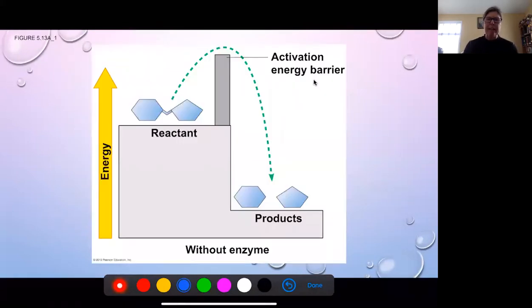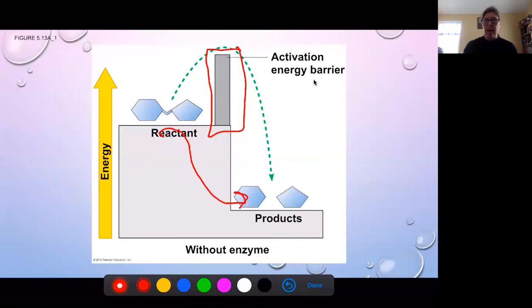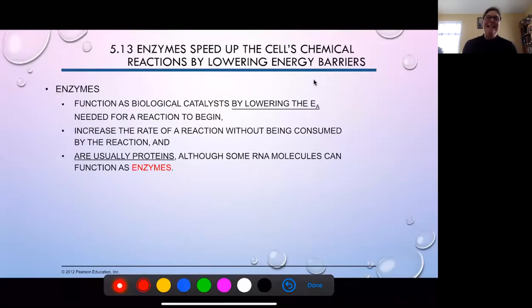So here is an example of that activation energy. You can see that hill that we've got to get up and over. Our reactants are higher in energy than our products, but we've got to get up and over that hill first. Now, what enzymes do is, enzymes are considered a biological catalyst.